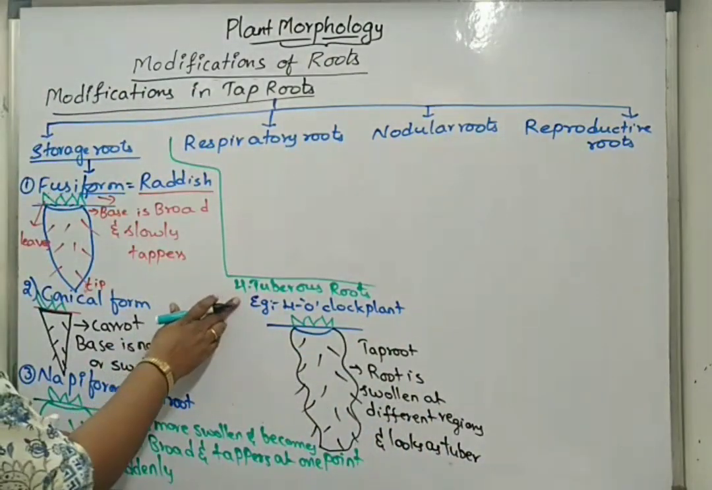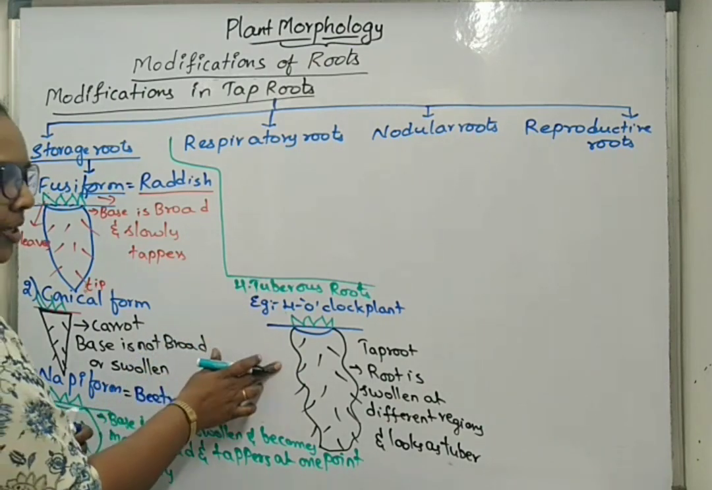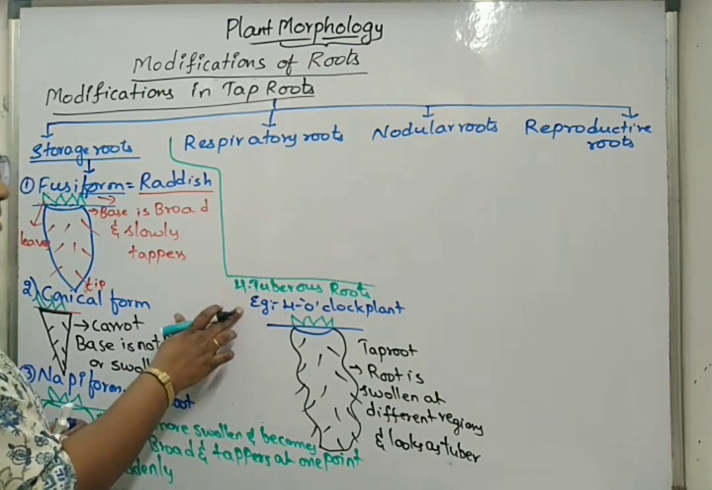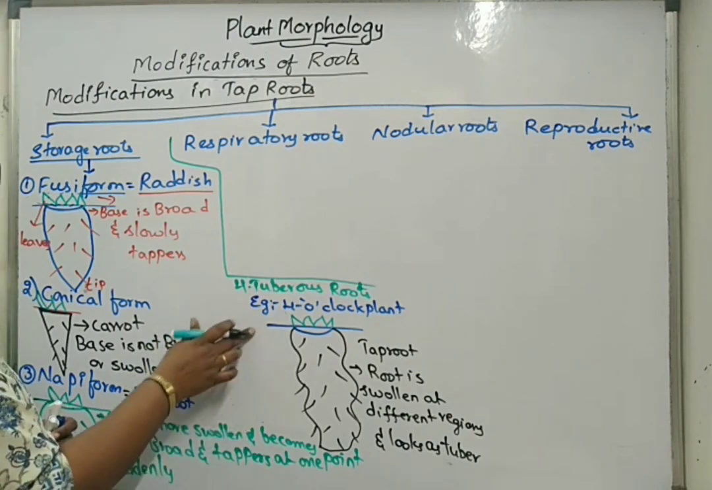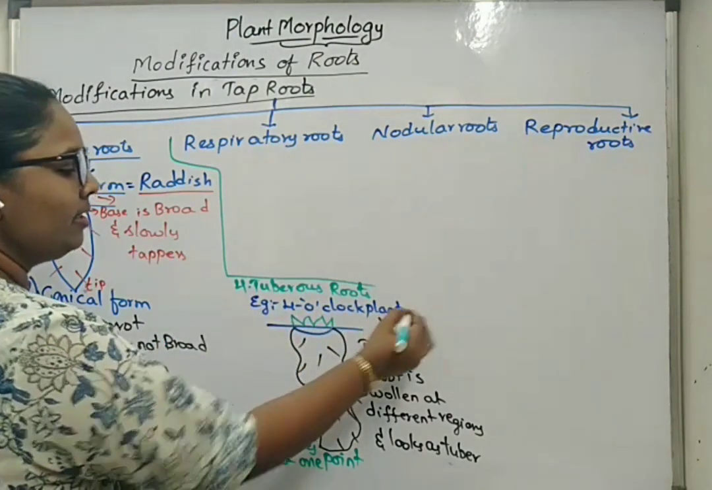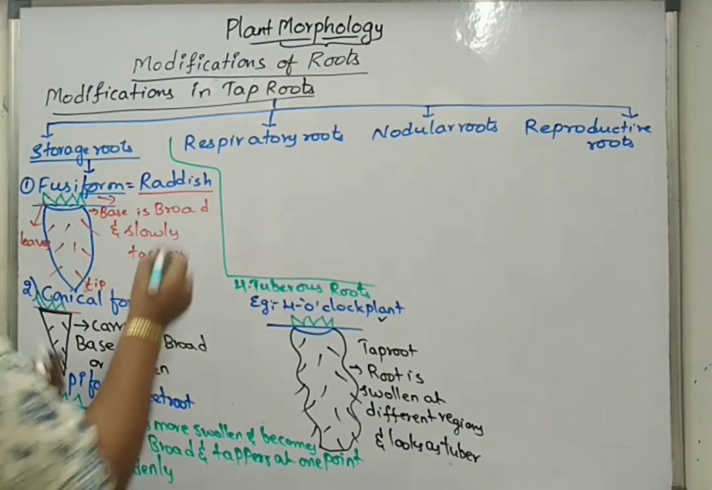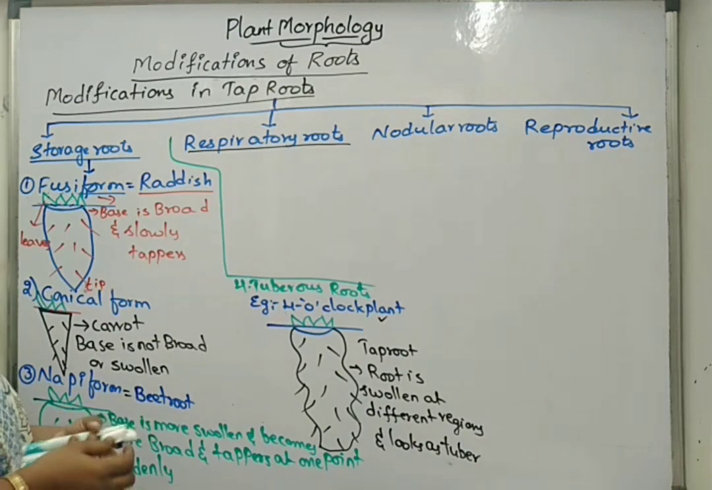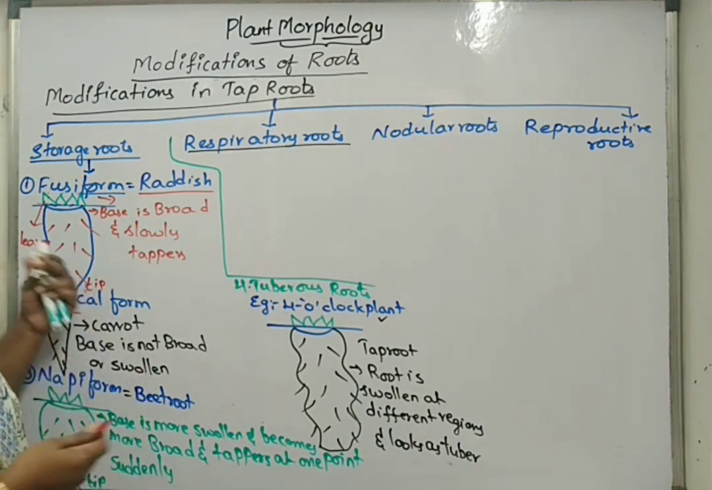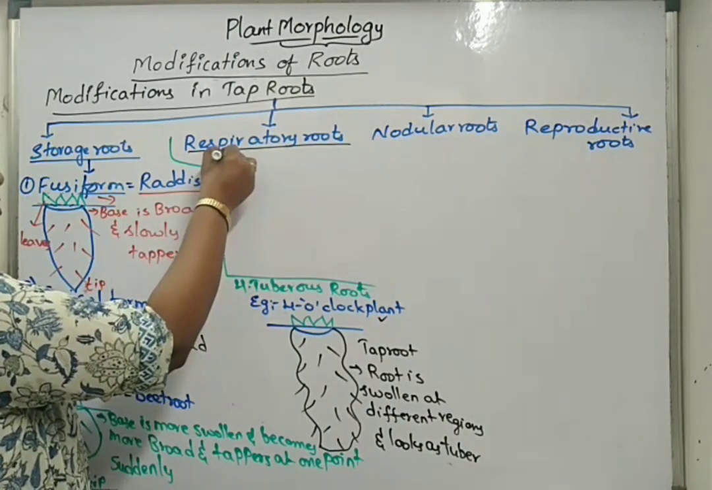Again I am telling, under tuberous root modifications, please don't write sweet potato. Under taproot system, tuberous root modifications, we can take example like a 4 o'clock plant because this example is in NEET syllabus. Next, under respiratory roots. So respiratory roots are also called as pneumatophores.